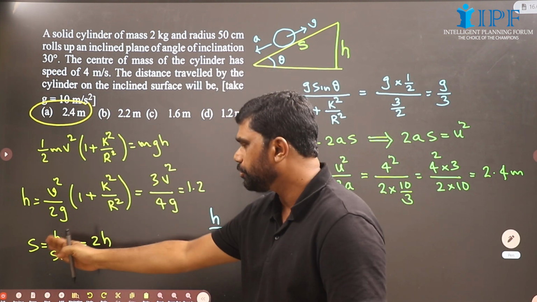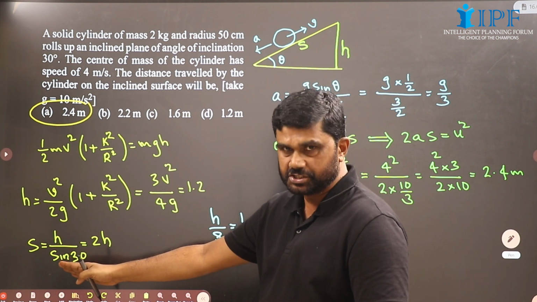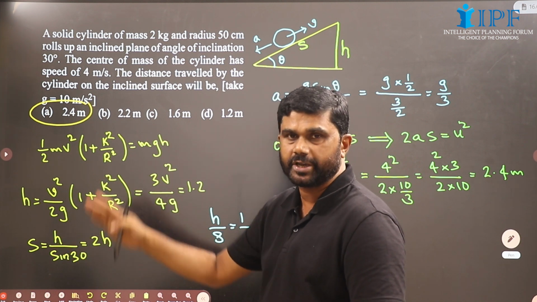So s equal to h by sine 30. Sine 30 is 1 by 2. h by 1 by 2 means 2h.